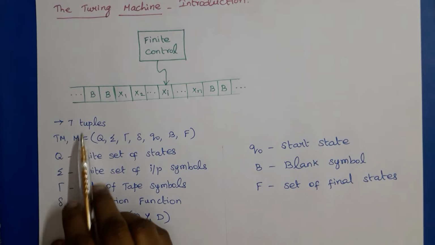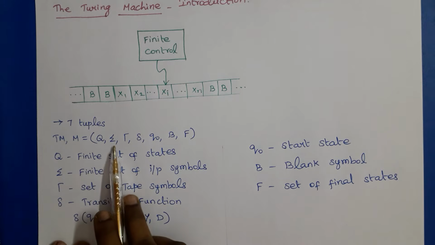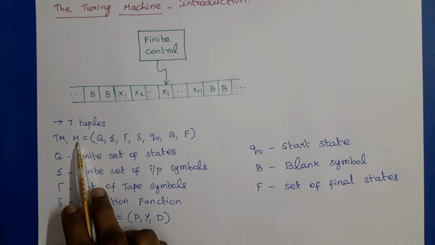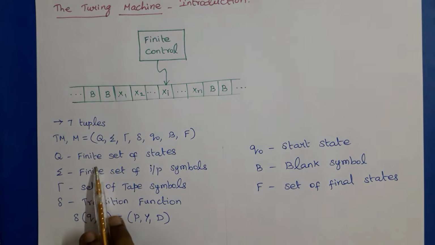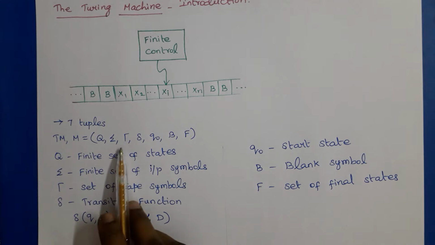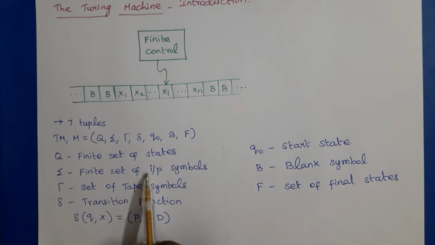The Turing machine has a 7-tuple notation. So the Turing machine M is equal to (Q, Σ, Γ, δ, q0, B, F), where M is the name of the Turing machine. Q is a finite set of states, Σ is a finite set of input symbols, Γ is the set of tape symbols, and the input symbols are always a subset of the tape symbols, and δ is the transition function.